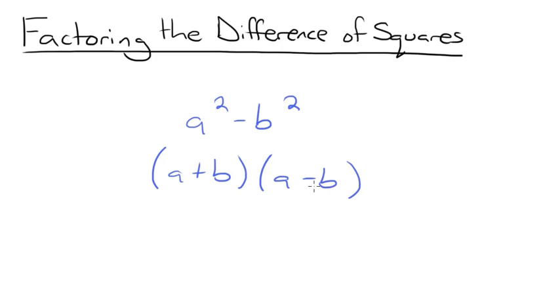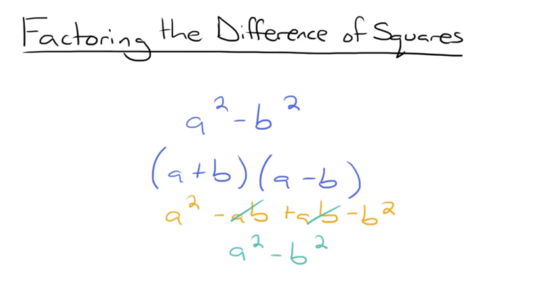The reason there's no middle term is because foiling out these binomials will result in the outer and inner terms canceling each other out. So if we look right here, we'll have a times a is a squared, and then a times negative b is minus ab, b times a is plus ab, and b times negative b is minus b squared. So our middle terms cancel each other out because we have a plus ab and a minus ab, and we're left with a squared minus b squared. So that's why it factors out like this.